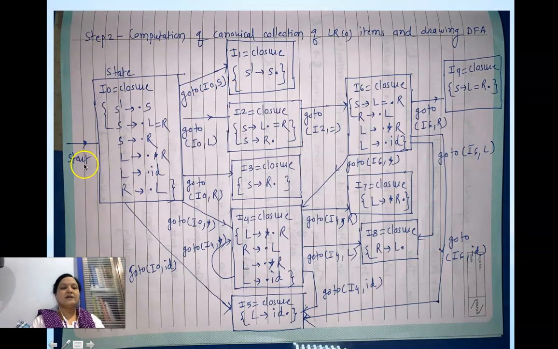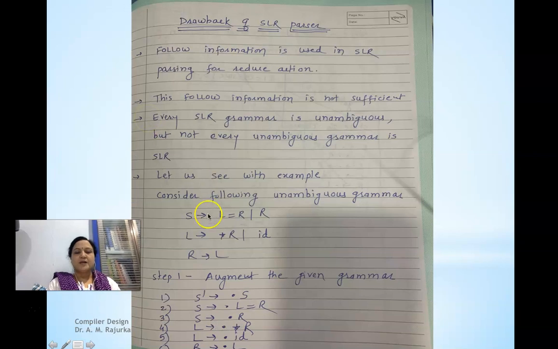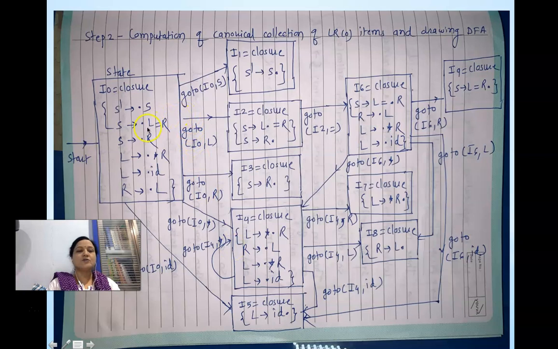So, we start here. In the beginning we compute the closure of S dash tends to dot S, and we call it the first state of the DFA, that is I0. Now, when we compute closure, if a non-terminal is there after the dot, then we take its productions. What are the productions of S? We need to add them. See here, the S productions are S tends to dot L equals to R. So, we include this in the closure.